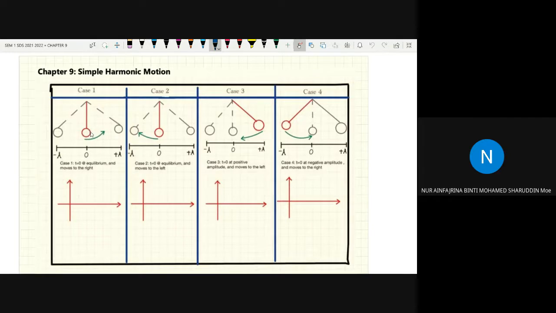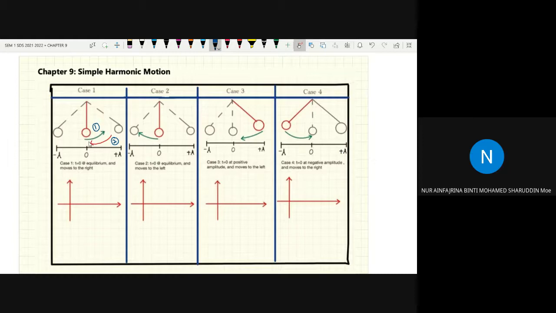Okay, so the first step, contohnya awak punya objek ni dekat equilibrium, dia move to the right. So first dia akan move to the right. Okay, lepas dia dah move to the right, dia akan patah balik ke equilibrium. Macam ni. Okay, korang buat dekat korang punya nota. So this is the second step. So dia patah balik dekat equilibrium.